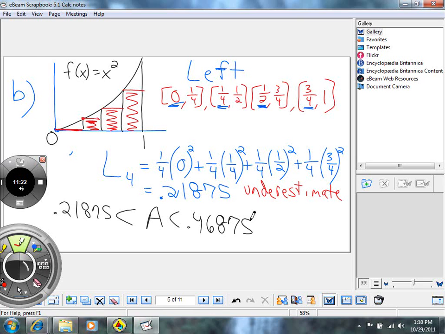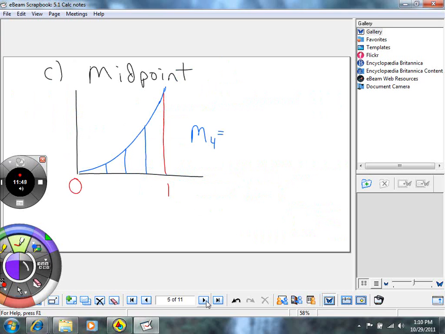Okay, so the area is in between there. So good. We could average the two. If we add them up and divide by 2, we average them, and we would get A is approximately 0.34375. You guys okay with the averaging process? Okay, add them up, divide by 2. All right, you can also use the midpoint. So you could have those same intervals.